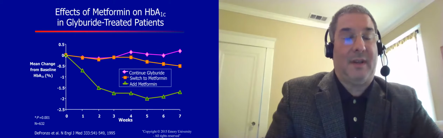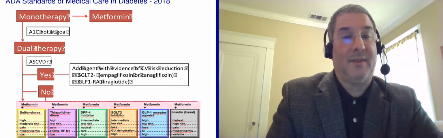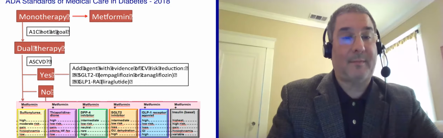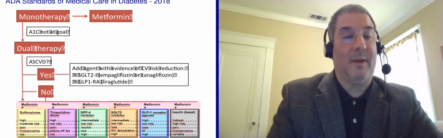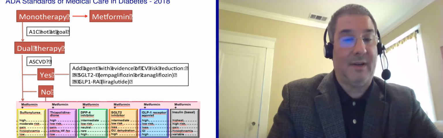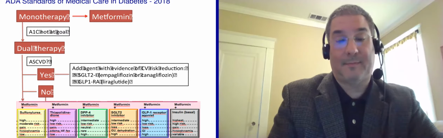There's several of these algorithms out there. This is an ADA algorithm showing how to go through progressive intensification of the patient's regimen. If we start with metformin as monotherapy, then we want to decide based on risk factors and our desire to improve cardiovascular outcome with our patients or renal outcome, which agent to select next.